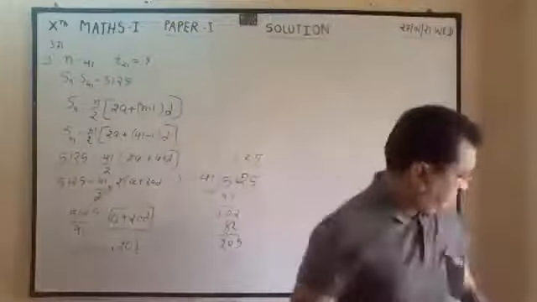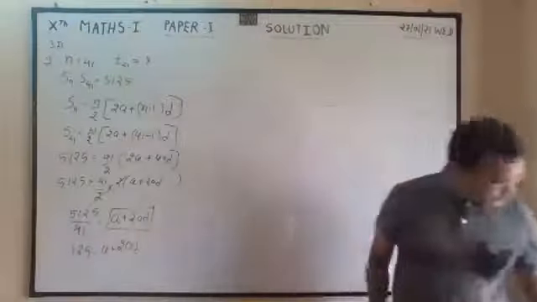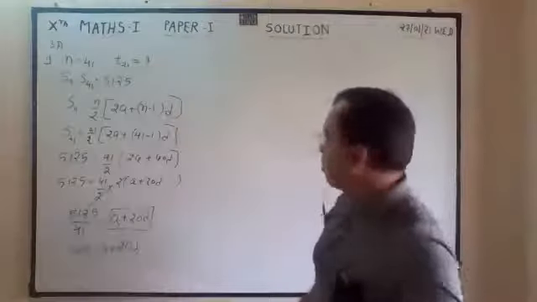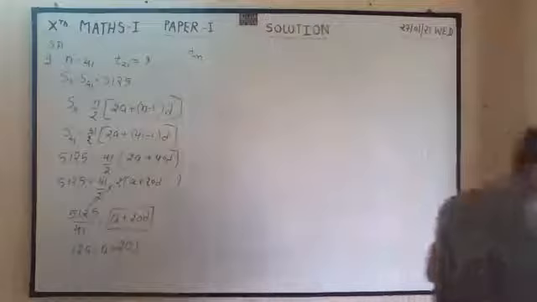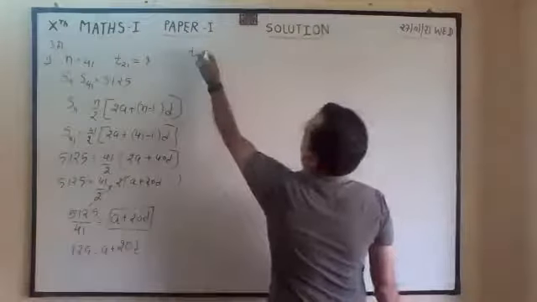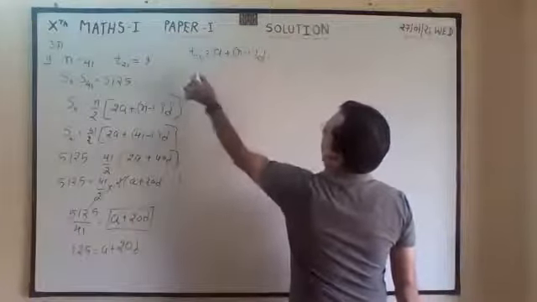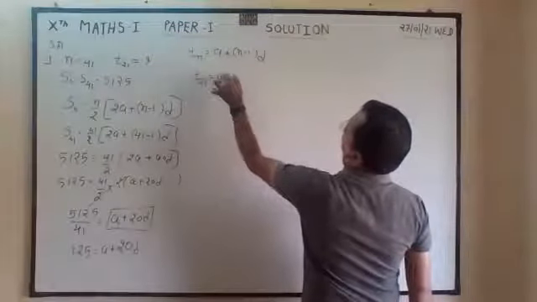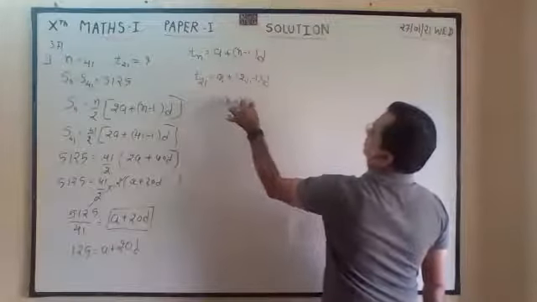But our question is Tn is equal to a plus (n minus 1)d. So T21 is equal to a plus (21 minus 1)d, a plus 20d.